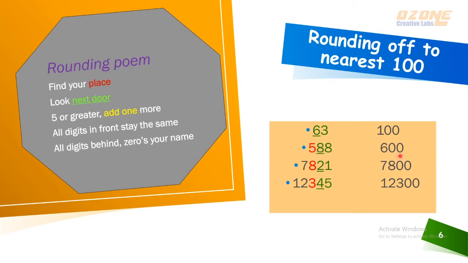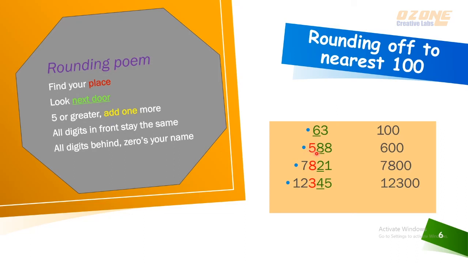Next, 588 is given. So find your place. Here the place given is hundreds place, that is 5. Look next door, the next place. Next place is 8 here, which is the underlined digit. So 8, 5 or greater. If that number is 5 or more, so it is 8, which is greater than 5. Add one more to your place, that is 5 will become 6.